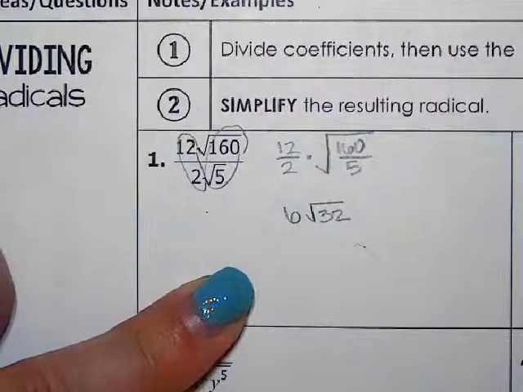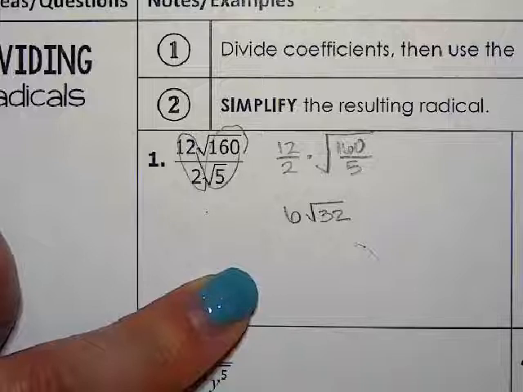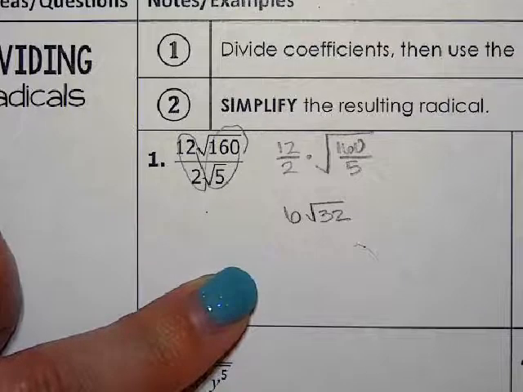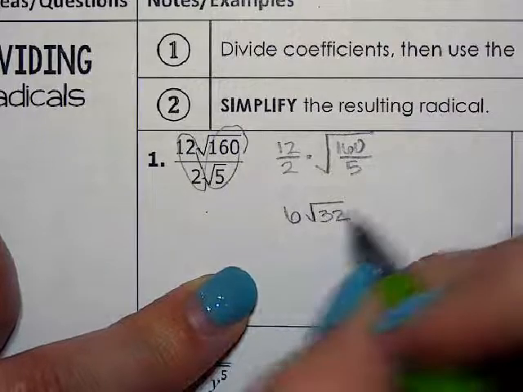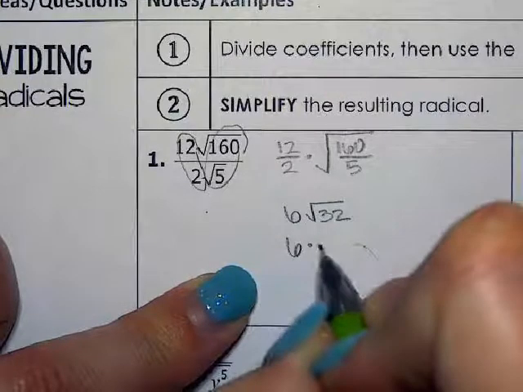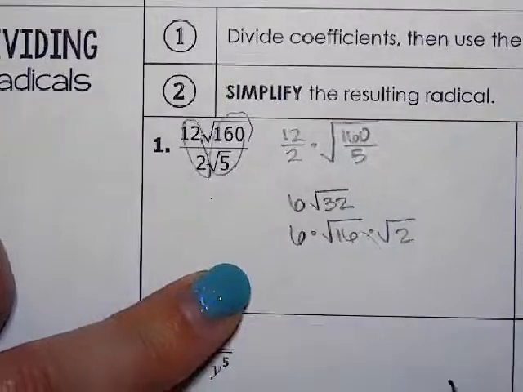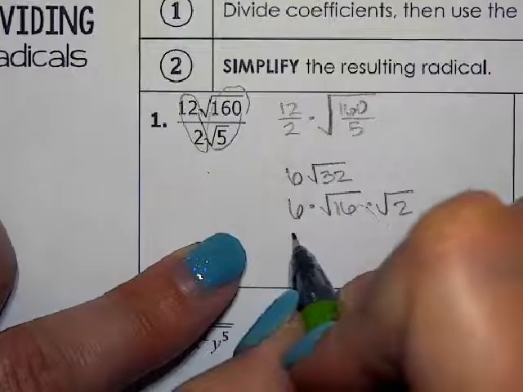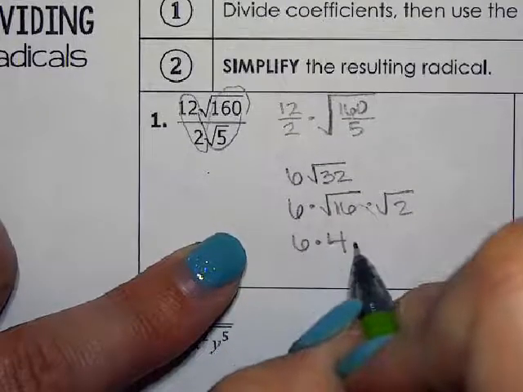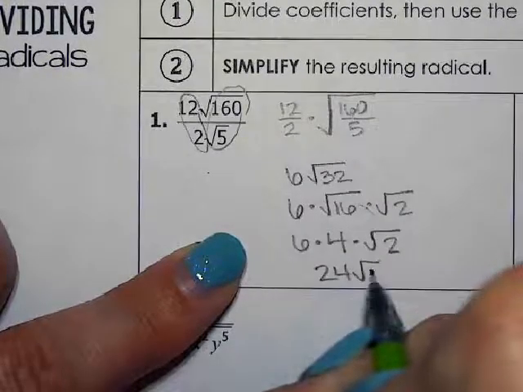And then when you get here, you're just going back to our first day of learning, or even back to previous, because we've already done square roots for a while. You can do a factor tree, or you can simplify using perfect squares. It is up to you. I'll go ahead and simplify this one using perfect squares. So this would be the square root of 16 times the square root of 2. The square root of 16 is 4. So 6 times 4 times the square root of 2 is 24 square root 2.